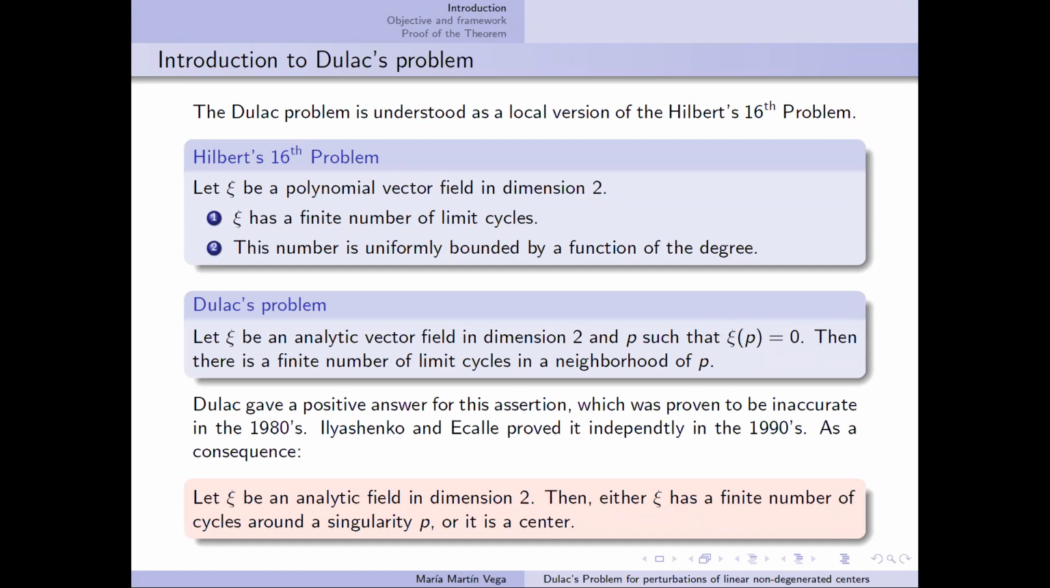The first part of this problem is Dulac's problem, which says that for analytic vector fields, there are only a finite number of limit cycles around the singularity. Just some history: it was introduced by Dulac, and he gave a positive answer, but the solution wasn't accurate. So finally, Écalle and Ilyashenko, at the end of last century, proved this independently. As a consequence, for analytic vector fields in dimension 2, we either have a center configuration or just a finite number of cycles.